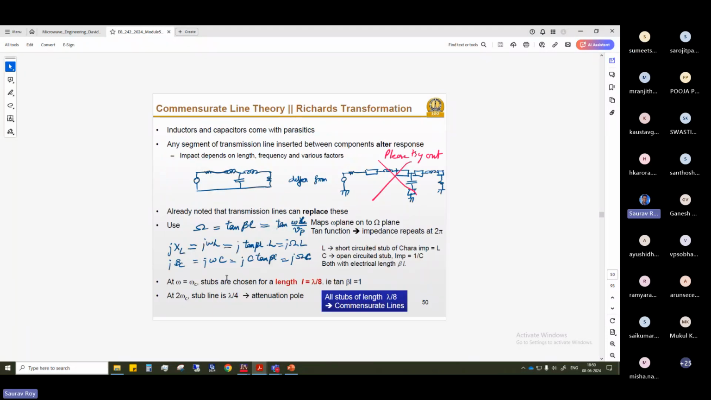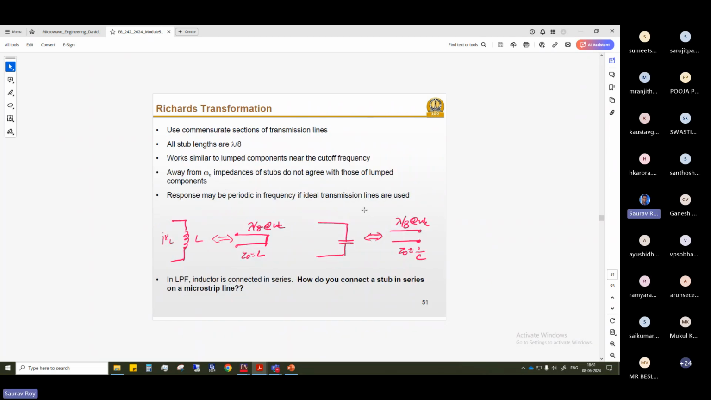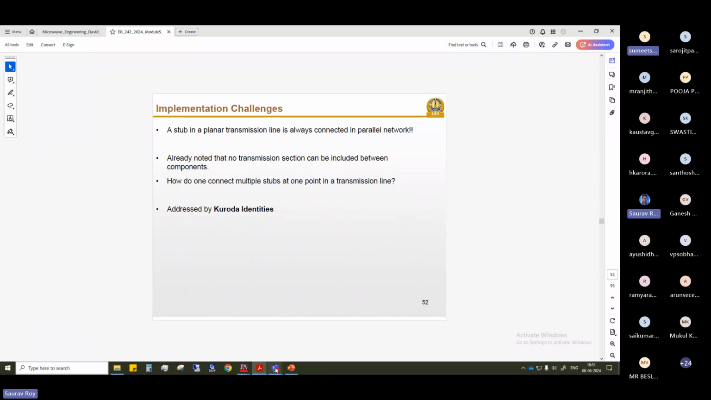So from here, if you remember, you can calculate your Z0, that means the characteristic impedance of the line, using these formulas. For a given L and C, what should be your characteristic impedance? Once you decide that, you should remember the length is lambda by 8 at cutoff frequency. So you have to determine this length at which frequency? None other than the cutoff frequency. So this is the first part using Richards transformation.